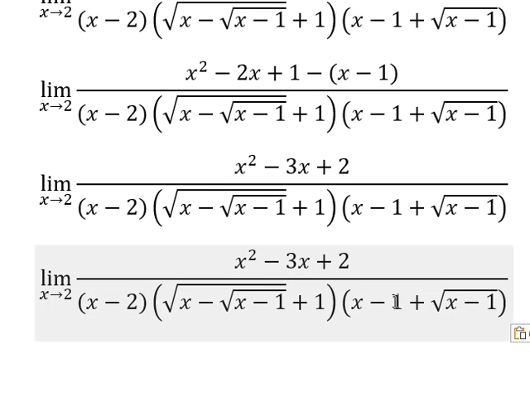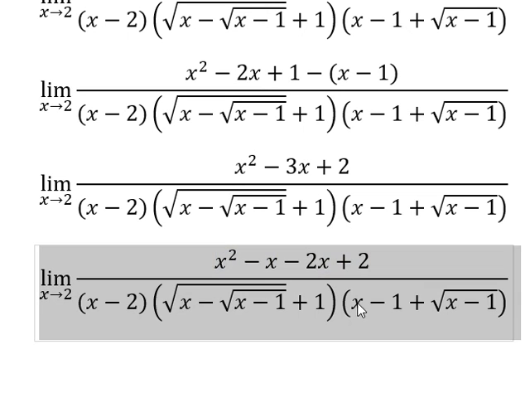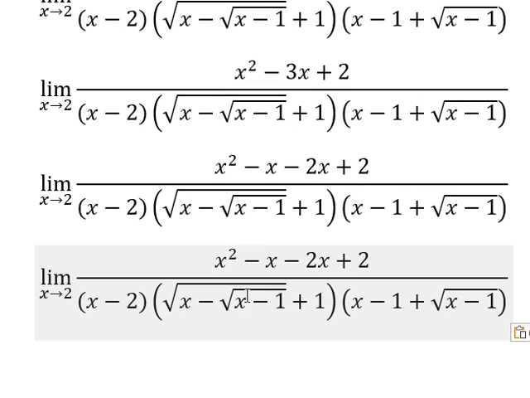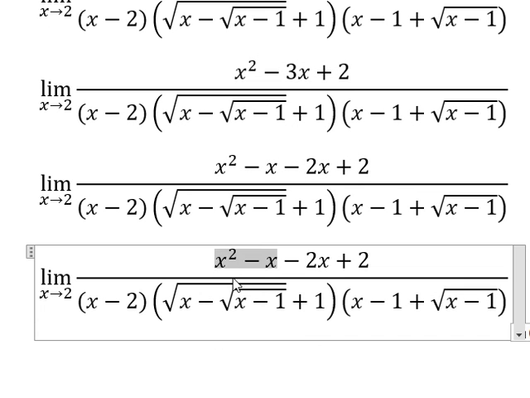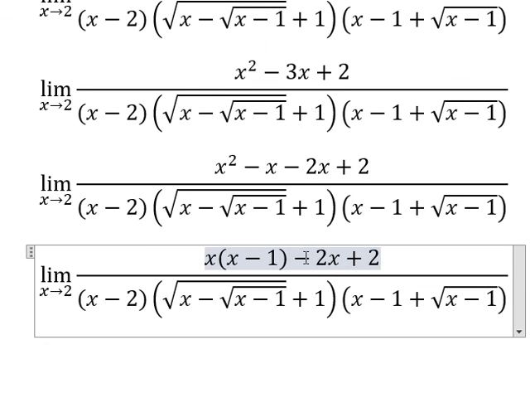Next, we need to do factorization in here. So negative 3s, we change to negative 2s and negative s. This one we can do factorization by s. This one by negative number 2.